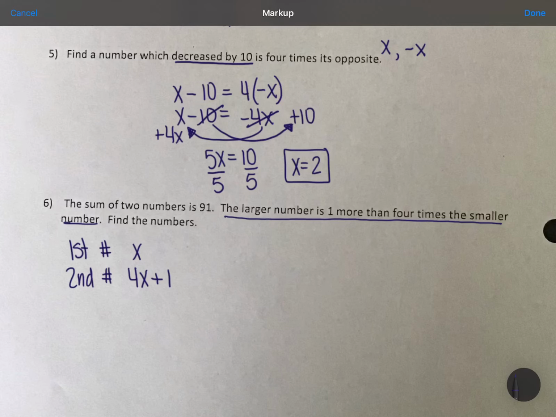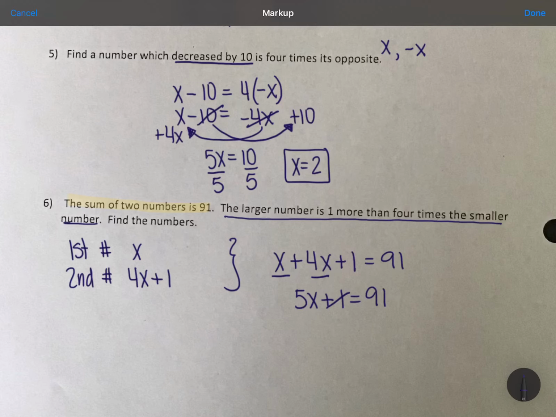So now what I have to do is write my equation. We know that the sum is 91. All right, so I'm going to add these together because it says that the sum of these numbers is 91. So here we go. X plus 4x plus 1 is 91. So the sum of those numbers is 91. So I'm going to combine my like terms, and I get 5x plus 1 equals 91.